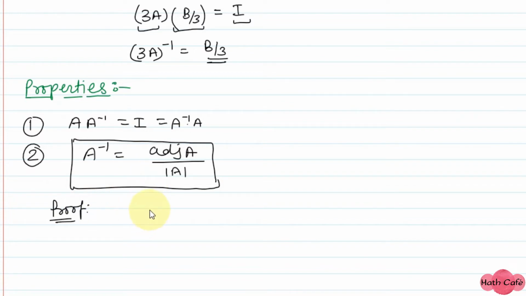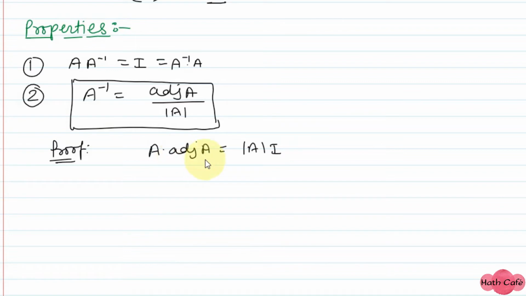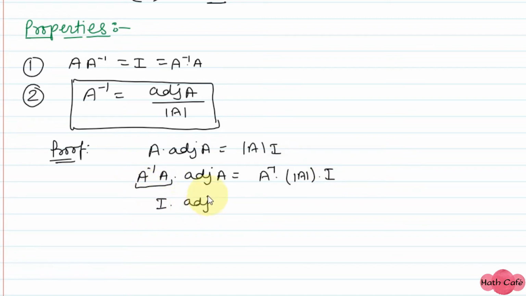Okay, so as we know that A multiplied by adjoint of A will become determinant of A multiplied by I. Alright, and if we multiply by A inverse on both sides, so A inverse multiplied by A multiplied by adjoint of A will become A inverse multiplied by determinant of A multiplied by I. Alright, so A inverse A will become I, so I will be multiplied by adjoint of A, that will be equal to A inverse, this is scalar quantity, so I can write it here, determinant of A, and A inverse is multiplied by identity matrix, that will become A inverse.